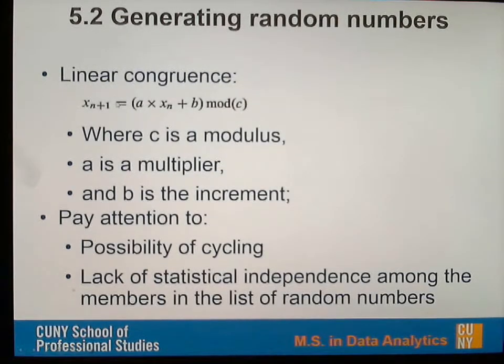The other very popular method is called linear congruence. That is to say, use x(n+1) equals a times x(n) plus b mod c, where c is the modulus, a is called the multiplier, and b is an increment. Very important is to pay attention to the possibility of cycling, and also the possible lack of statistical independence among the numbers in the list of random numbers.